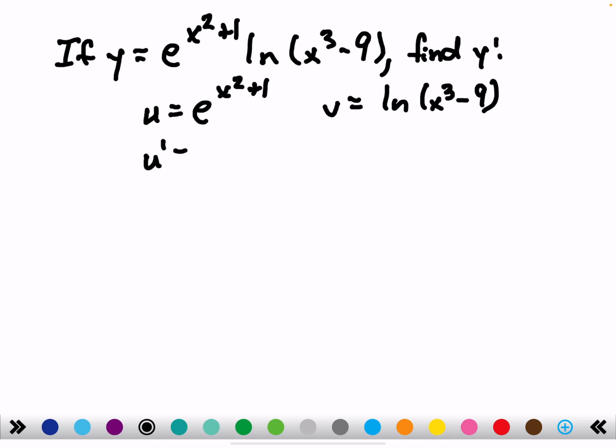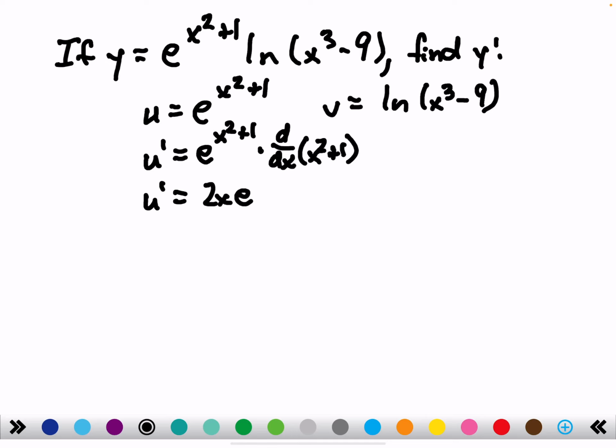So u prime, of course, the derivative of any e function is always e to the x squared plus 1, but because the exponent is differentiable, we have to multiply this times the derivative of x squared plus 1, so u prime ends up being 2x e to the power x squared plus 1.